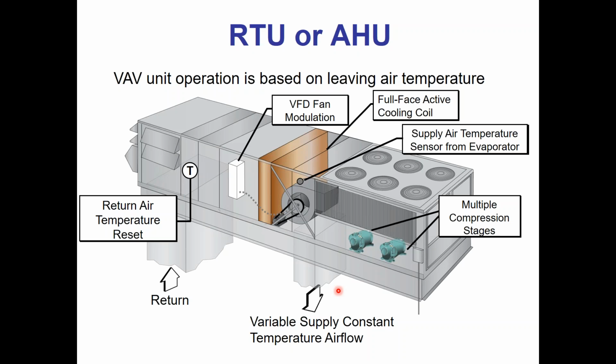One caveat to point out is on a rooftop unit, if you have gas heat, which is very common for us here in the Midwest, the gas heat is typically after the fan on most rooftop units. So when you see the supply air temperature sensor, it's downstream of the cooling coil, but it's actually upstream of the heat. Why does that matter?